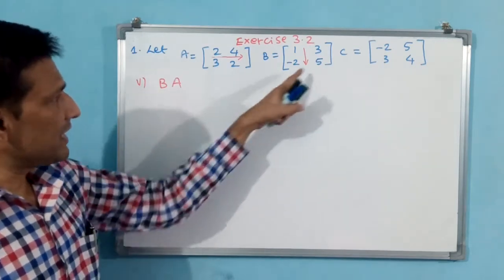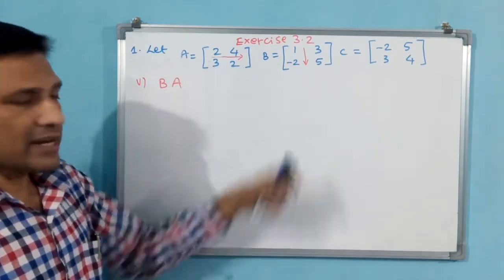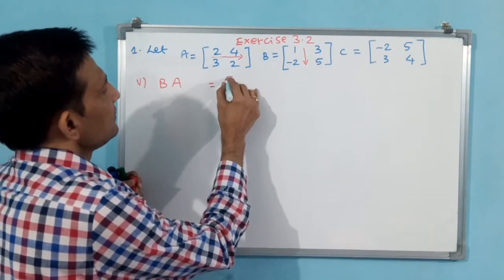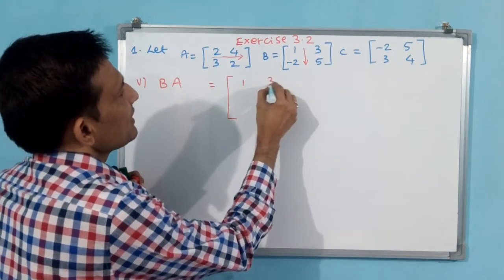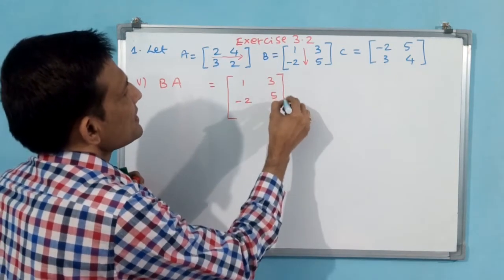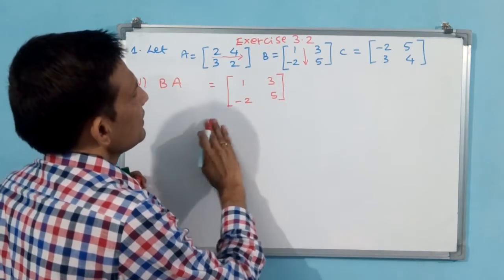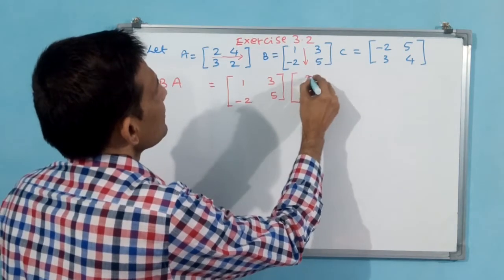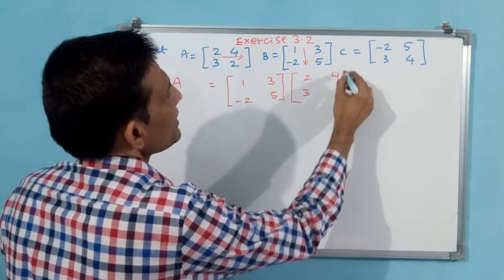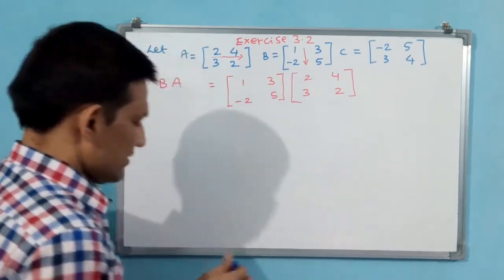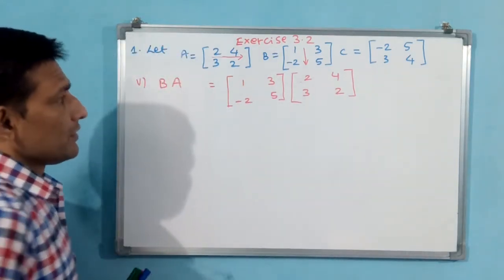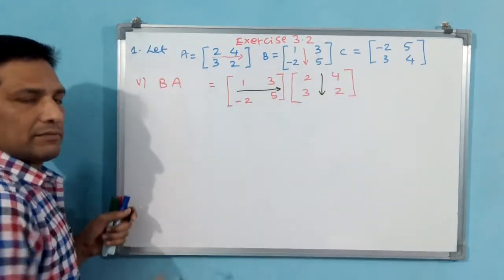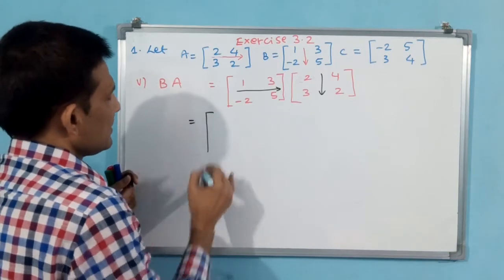I already said BA means again you write B and A. B left side, A right side. You have to write, or else you are going to do mistake. BA is equal to, write B first, 1, 3, minus 2, 5. Into A, you write again 2, 4, 3, 2. Okay? Put arrow. Horizontal, vertical. Now you perform the operation.